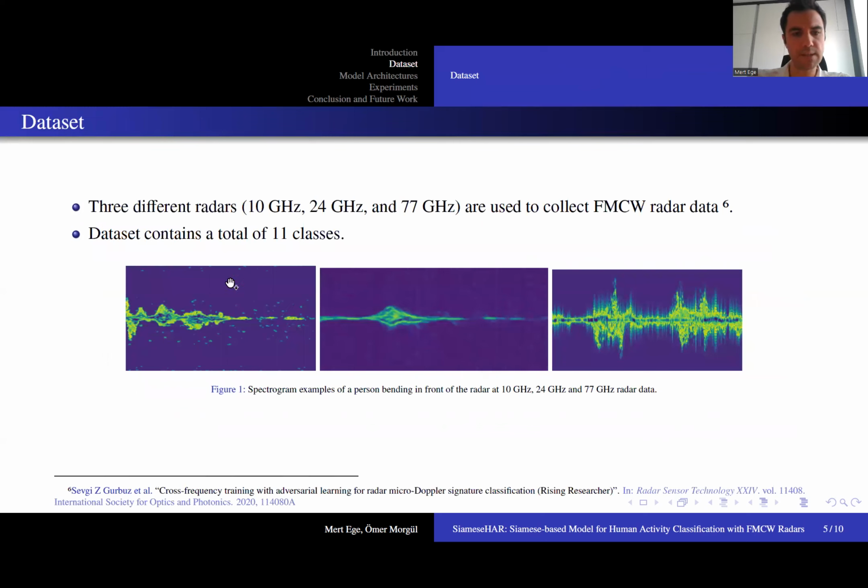We used the dataset of Sevgi Gürbüz. That includes 3 different radars, which have 10 GHz, 24 GHz, and 77 GHz. Also, this dataset includes 11 classes, like bending, crawling, and kneeling. You can see some examples of these samples in figure 1.